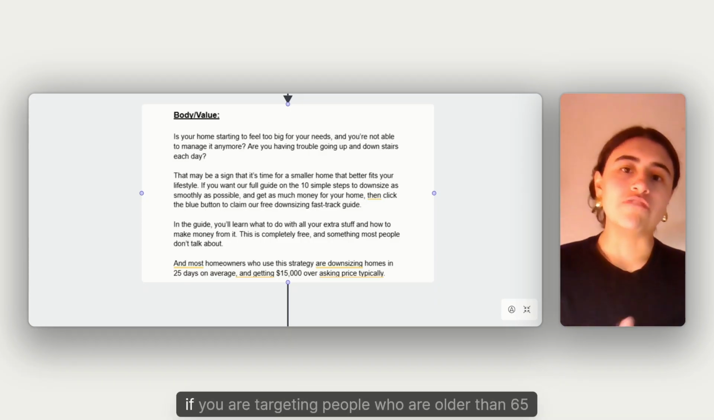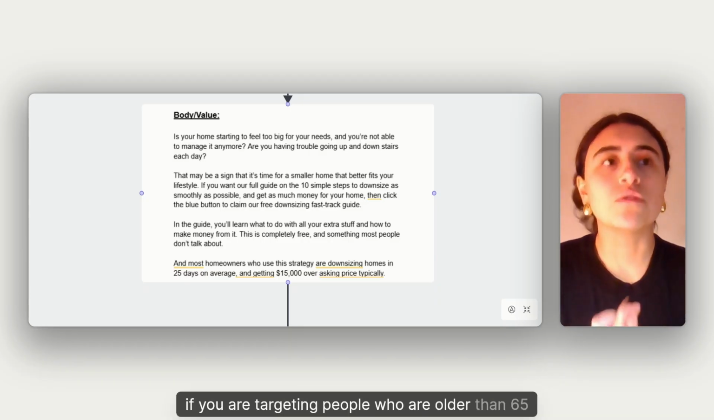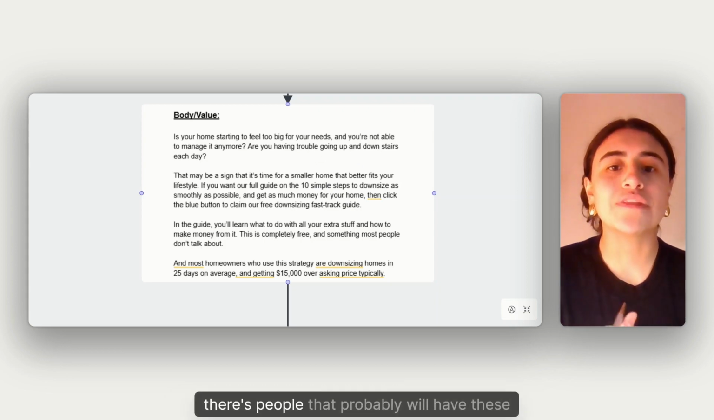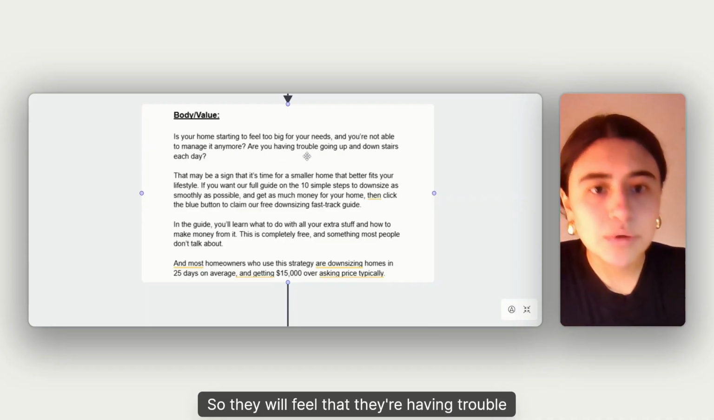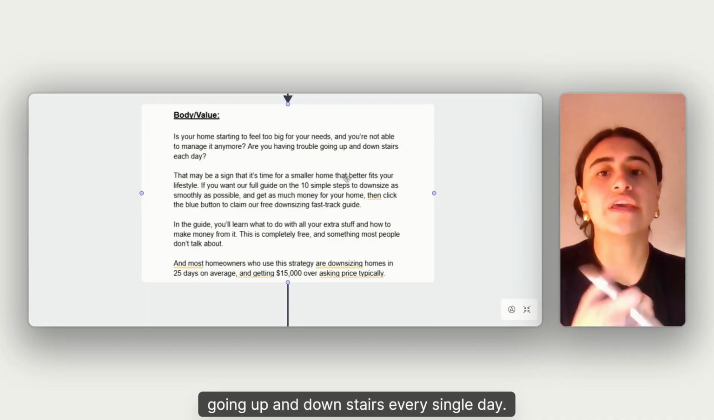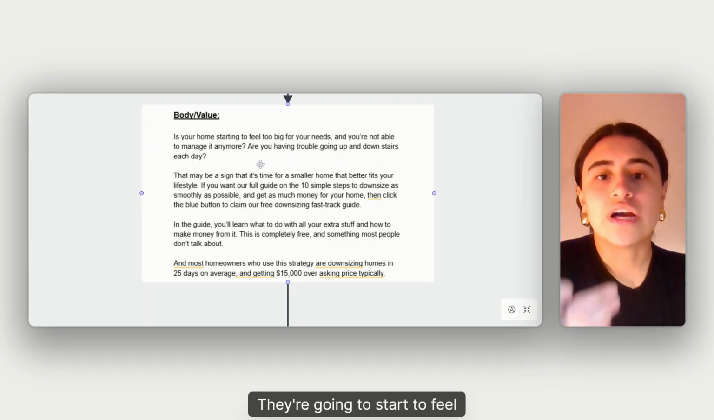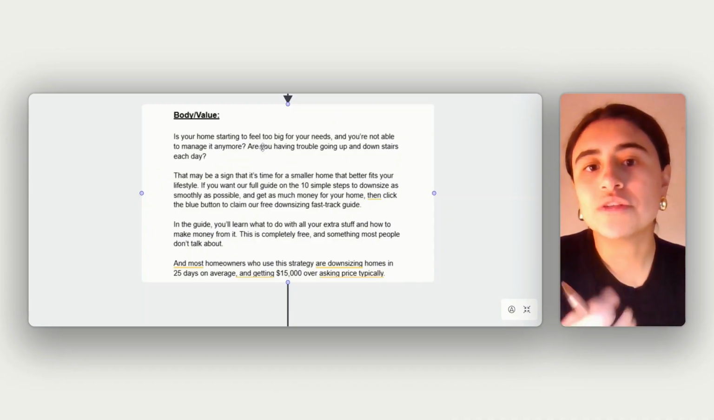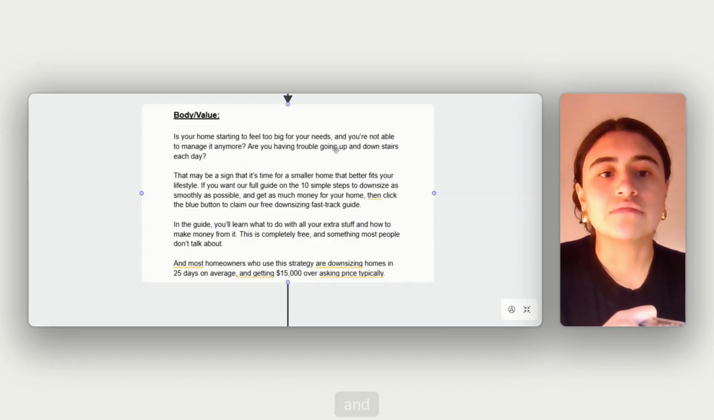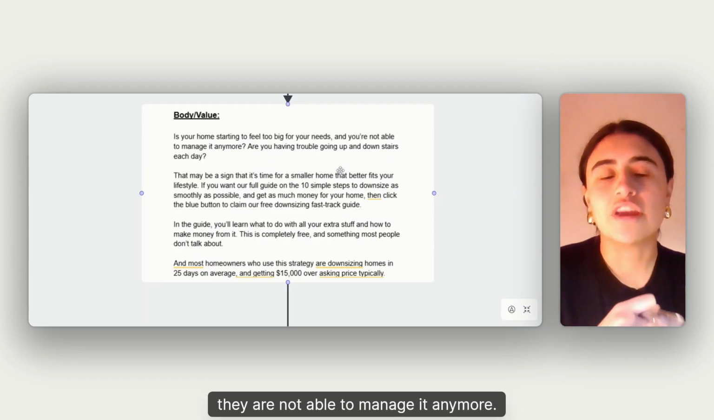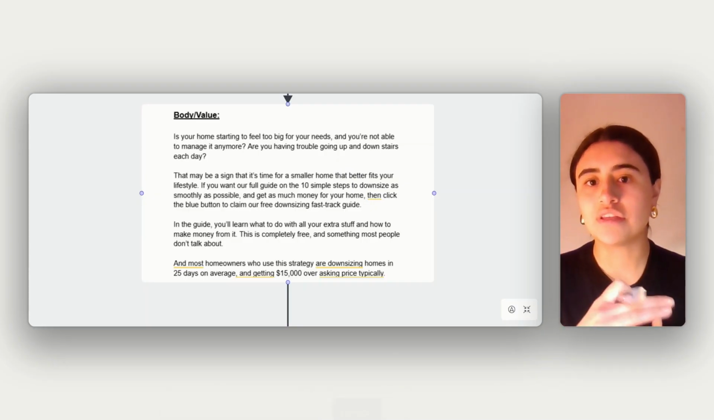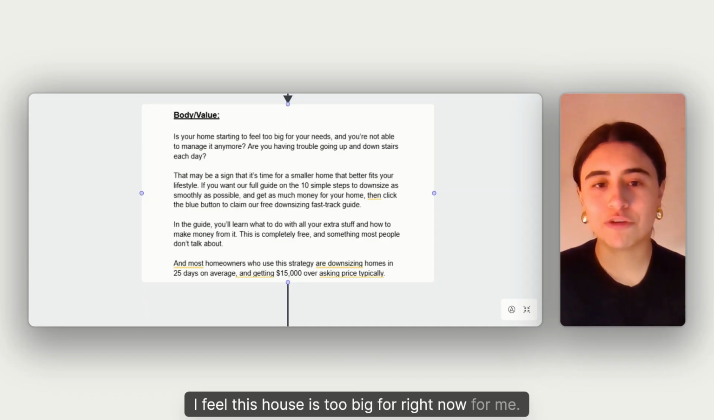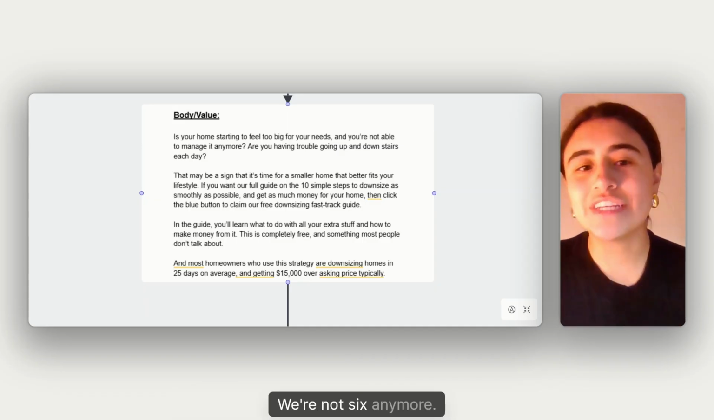So for example, if you are targeting people who are older than 65 years old, there's people that probably will have these problems. They will feel that they're having trouble going up and down stairs every single day. They're going to start to feel that their current home is too big for their needs, and they are not able to manage it anymore. So you are calling out these problems, so they will identify, like, oh, that's me. Like, I feel this house is too big right now for me. Like, we're just two, we're not six anymore.